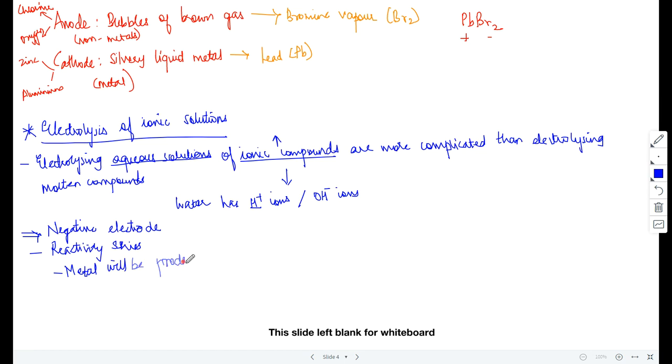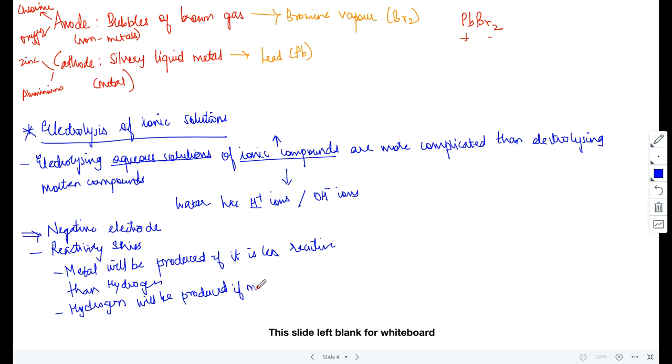Metal will be produced if the metal is less reactive than hydrogen, and hydrogen will be produced if the metal is more reactive than hydrogen.